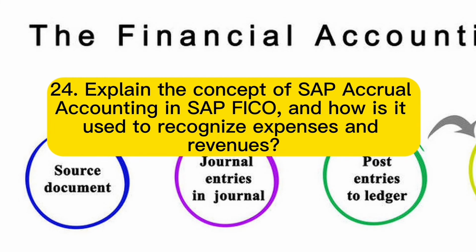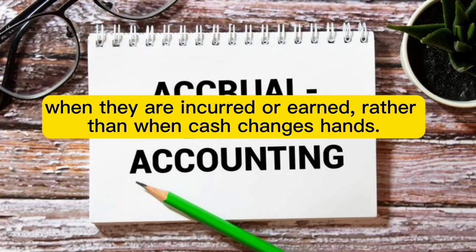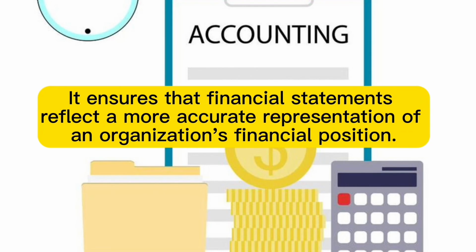24. Explain the concept of SAP accrual accounting in SAP FICO, and how is it used to recognize expenses and revenues? Answer. SAP accrual accounting is used to recognize expenses and revenues when they are incurred or earned, rather than when cash changes hands. It ensures that financial statements reflect a more accurate representation of an organization's financial position.